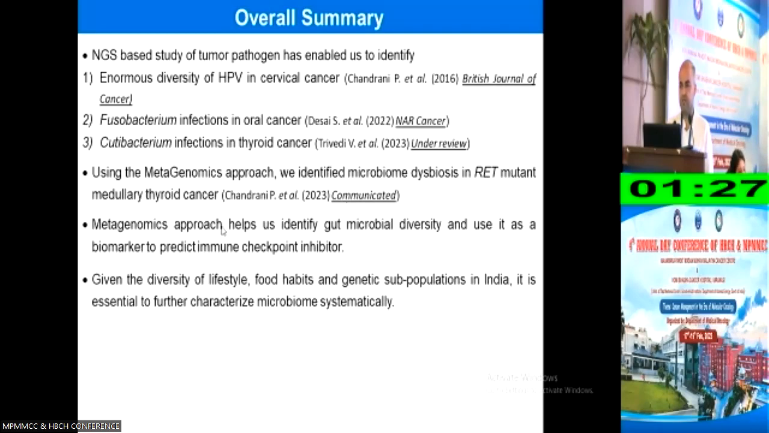Furthermore, we are taking this approach one more step to use it as a diagnostic biomarker by taking a clinically usable ratio to inform which patients are more likely to benefit from immune checkpoint inhibitors. And given that the diversity of lifestyle, food habits, and overall genetic subpopulations in India is enormously huge, we propose that we should do more systematic microbiome profiling in almost all parts of our country.